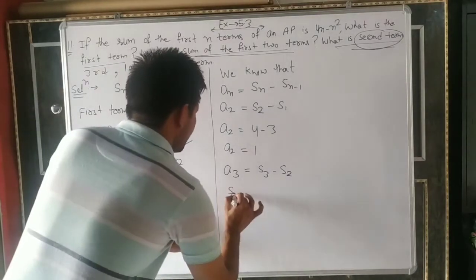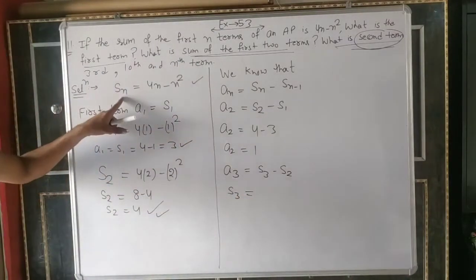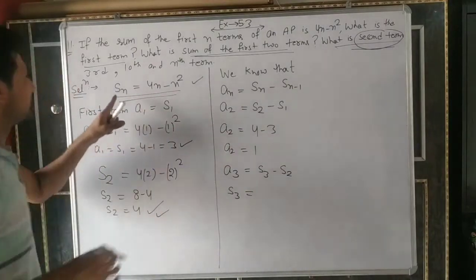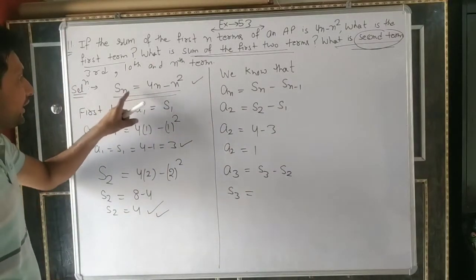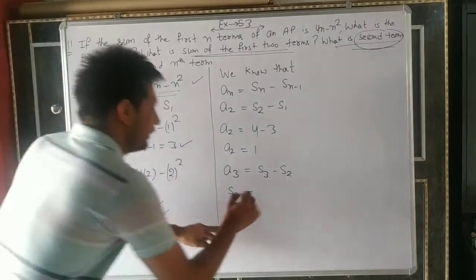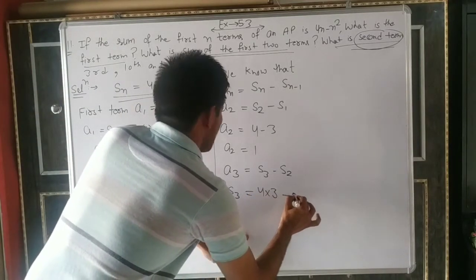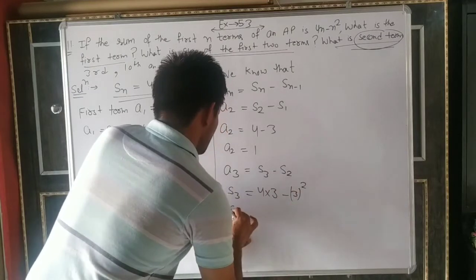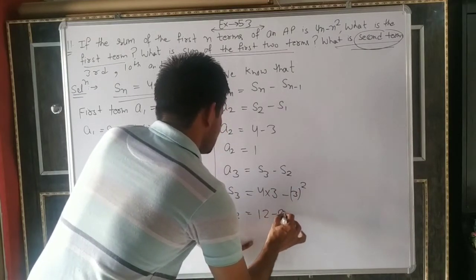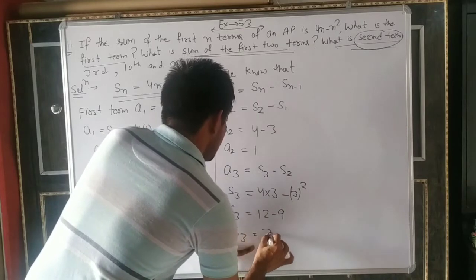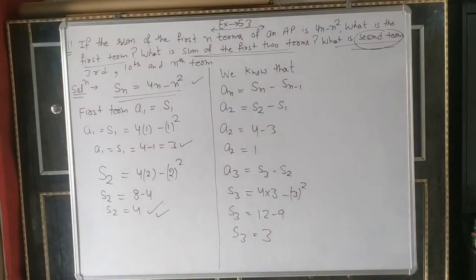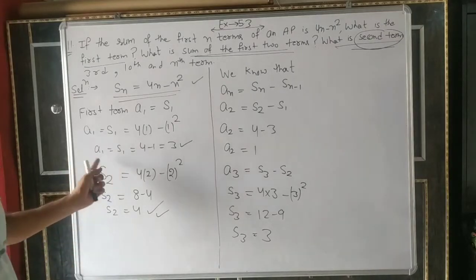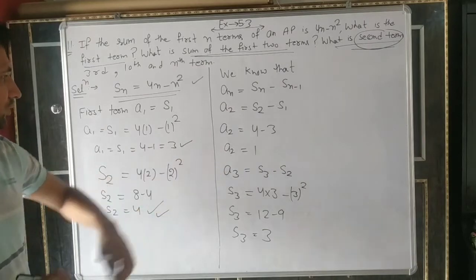S3, how to find? The Sn formula is given. So what is S3? In place of n it is 3. 4 into 3 minus 3 square. Understand? S3 equals 12 minus 9. So S3 is 3. S3, 4 into 3, 12. 12 minus 9, it is 3.